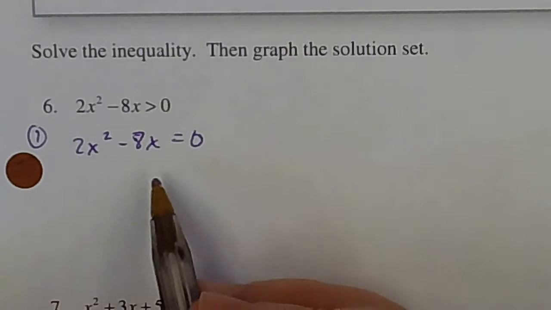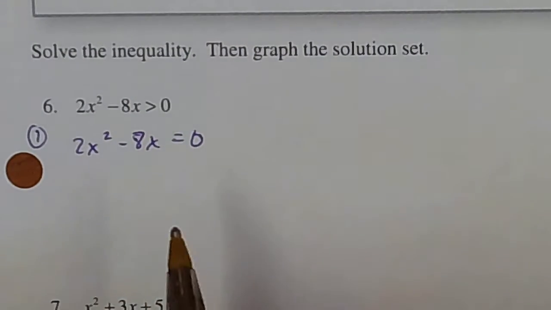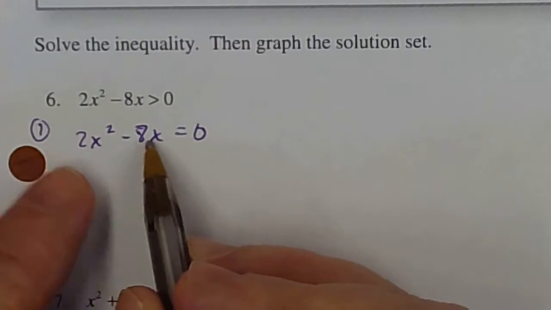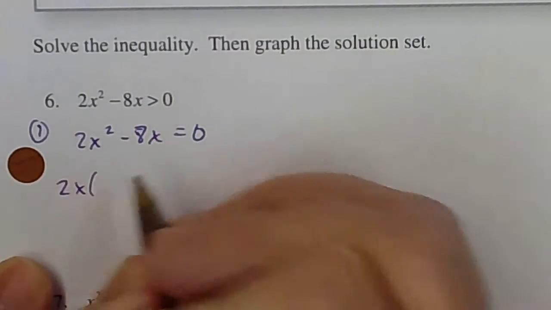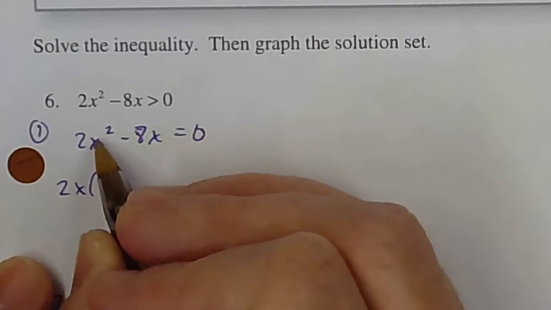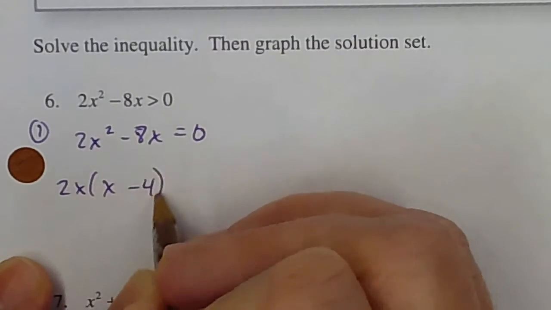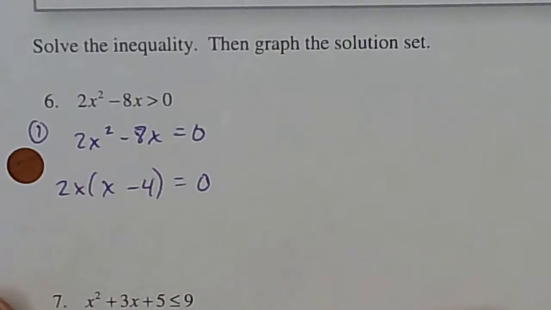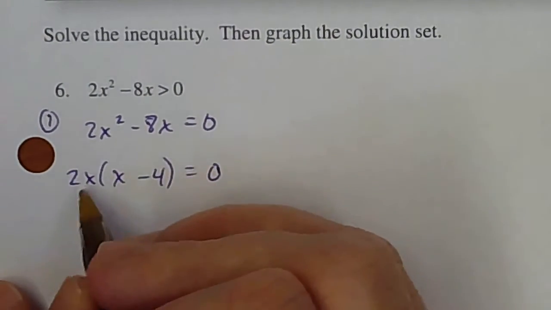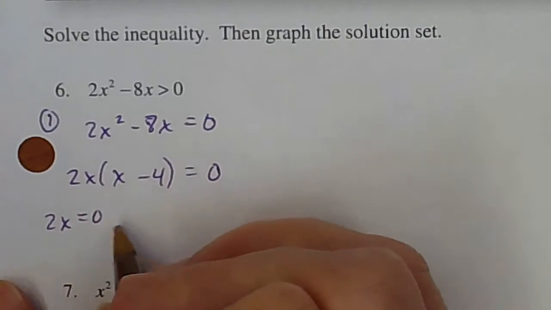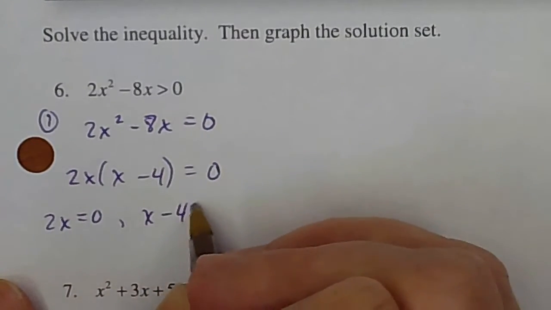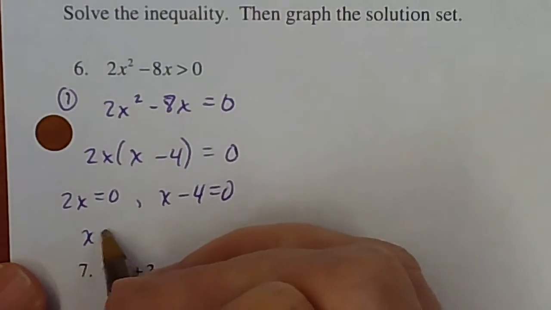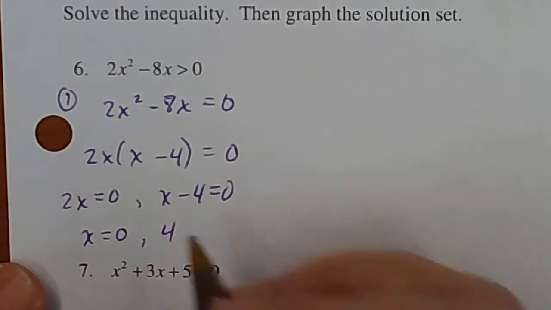How can I solve this quadratic? If you can't factor it, I suppose you could jump to the quadratic formula right now, but this is easier to factor. Okay, there's a 2 in common and an x in common. So 2x times x is 2x squared. 2x times negative 4 gives me the minus 8x. Okay, now I use the zero product law. I'm going to set 2x equal to 0, and I'm going to set x minus 4 equal to 0, and solve those. So I get x equals 0 and positive 4.